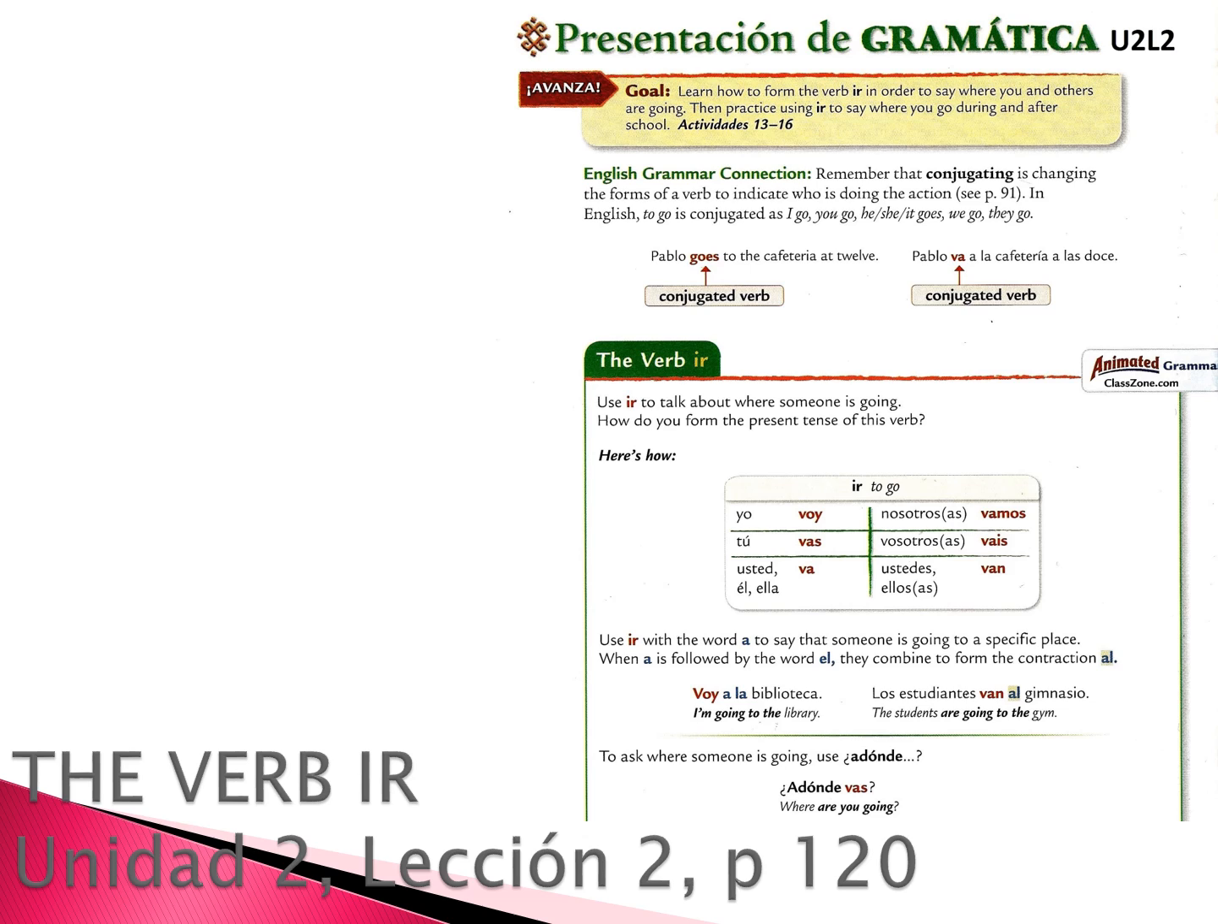Use ir with the word a to say that someone is going to a specific place. When a is followed by the word el, they combine to form the contraction al. Voy a la biblioteca. I'm going to the library. Los estudiantes van al gimnasio. The students are going to the gymnasium. To ask where someone is going, use ¿a dónde? ¿A dónde vas? To where are you going?